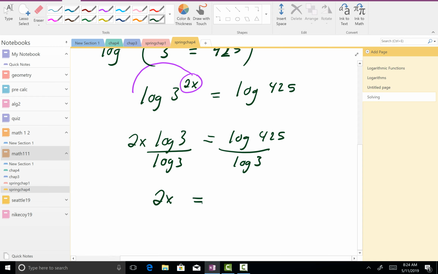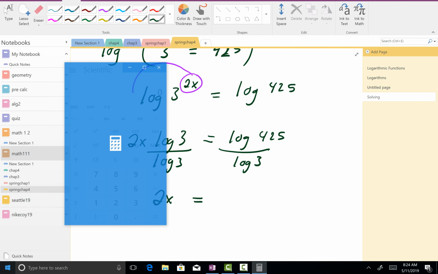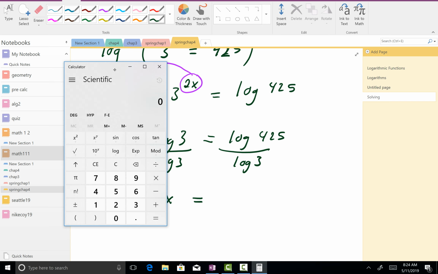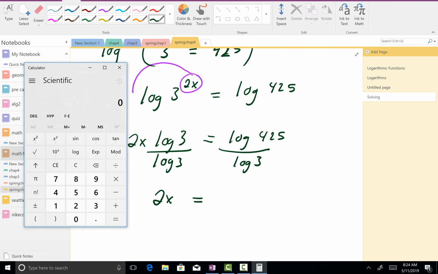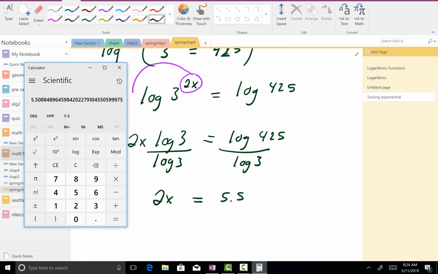Here, oh, I can't get up. Get a calculator pulled up here. So let's see. Now I'm just going to take the log of 425 divided by the log of 3. I gotta see which way this works. There we go. Divided by. So I get this. It's good to carry these logarithms out a little bit.